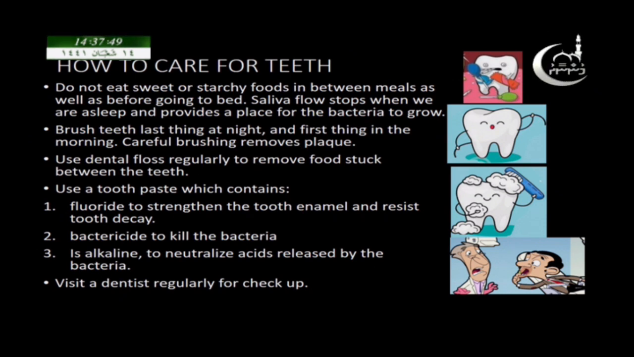Now, use a toothpaste. While buying a toothpaste, these are the things we should look for. First, number 1, fluoride. It should contain fluoride to strengthen the tooth enamel and resist tooth decay. Second, bactericide, we need it, cide means to kill. It should kill the bacteria, and it should also have alkaline to neutralize the acid released by the bacteria. And we should visit the dentist regularly for check-ups, so if there is any dental decay, the doctors can attend to it immediately.